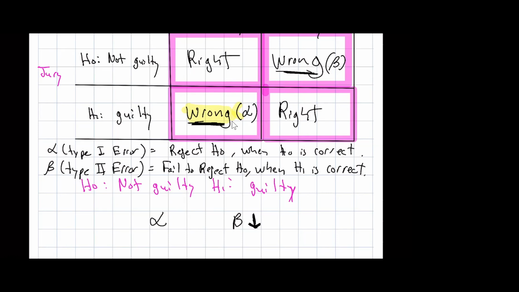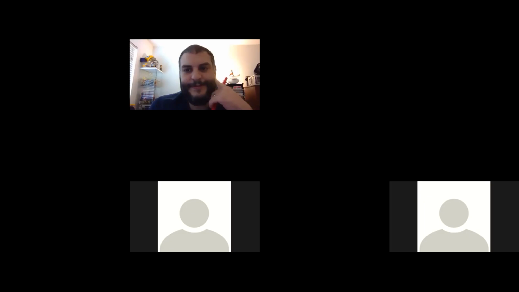So what's going to happen with my type 1 error? If I'm sending everybody to jail who looks at me wrong, what's going to happen with my type 1 error? Is that going to go up or is that going to go down? Cool. Yeah, so it should go up.